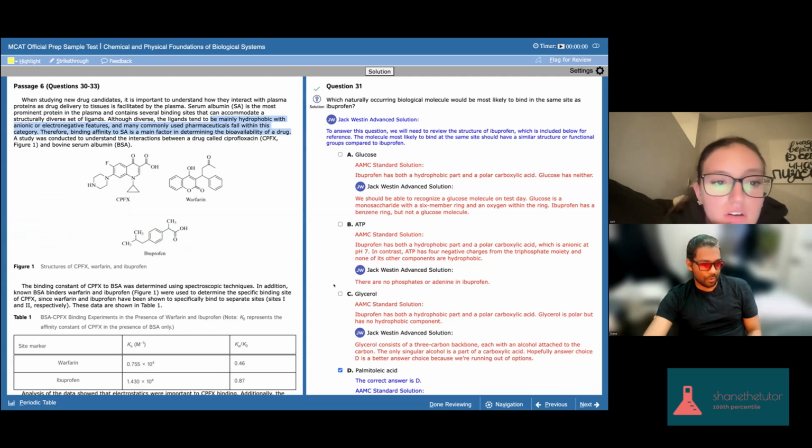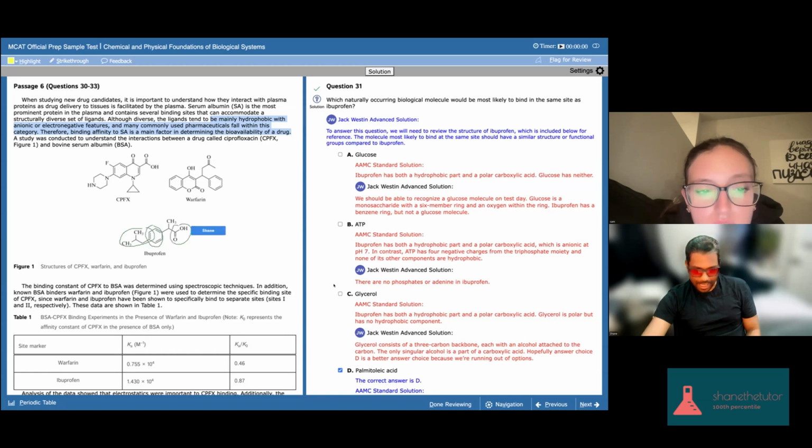So now if we look at ibuprofen, we have our hydrophobic benzene. And this aliphatic carbon chain is also going to be hydrophobic. And we have our carboxylic acid part, which is hydrophilic, right? So now they're asking what would bind to the same site as ibuprofen, aka what would be similar to ibuprofen in that it would have a hydrophobic portion and a hydrophilic portion, right?